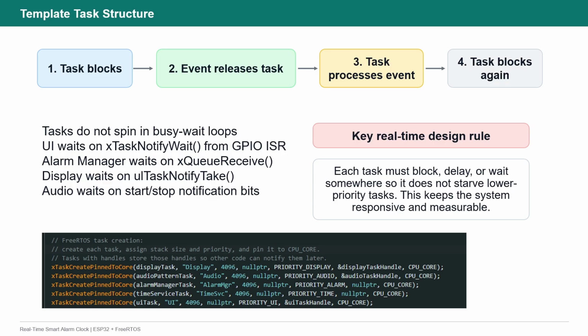This design avoids busy waiting. The CPU is not constantly checking buttons or refreshing the display when nothing has changed. A key real-time design rule is that every task should eventually block, delay, or wait. If a high priority task never blocks, it can starve a lower priority task.